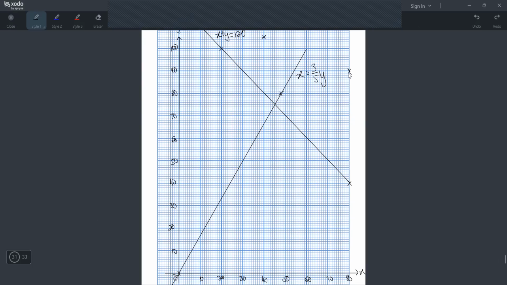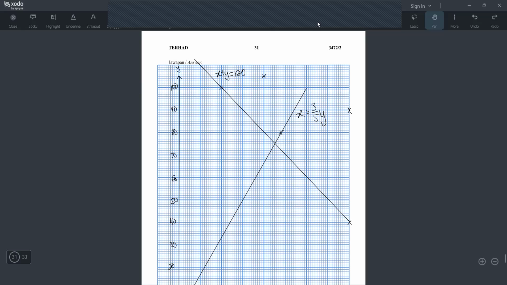So now you have 3 lines already. So now you can garis. Okay. So let's use ruler to garis. Okay, let's make sure I pass through these points. Okay. Let's panjangkan this line.